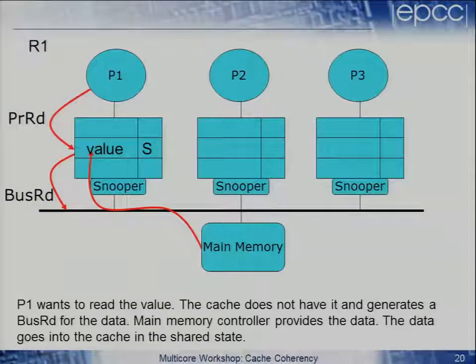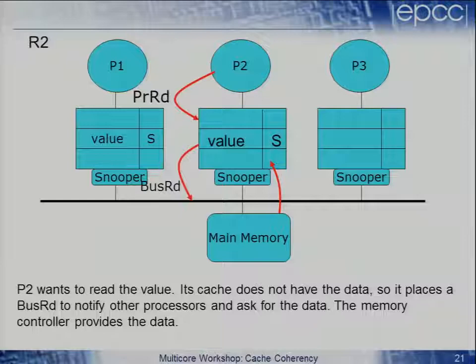So, processor 1 wants to read the data. That's our first thing. Here's each processor, here's its value in the cache, here's the main memory, and here's our bus. It's a cold start. The cache doesn't have it. I generate a bus read. The memory controller provides the data. The data goes into the cache in the shared state. So this is just our normal view of what would happen in a single processor example. I want to read data. It's not in cache. It's read from the memory. It's put into the cache. Shared, remember, means there may be multiple versions of this, but its value is the same as in main memory. It's just been read.